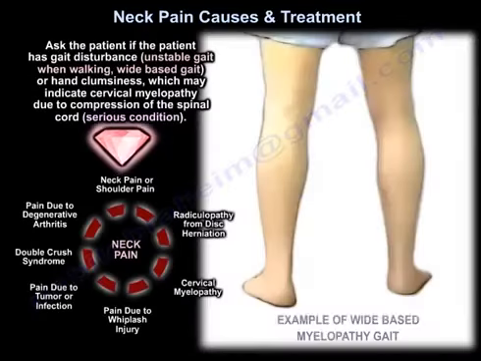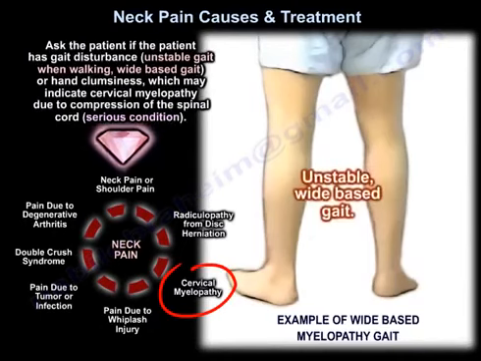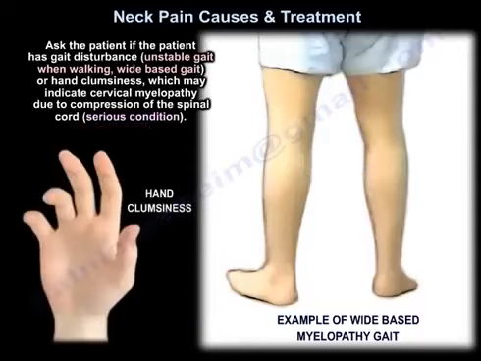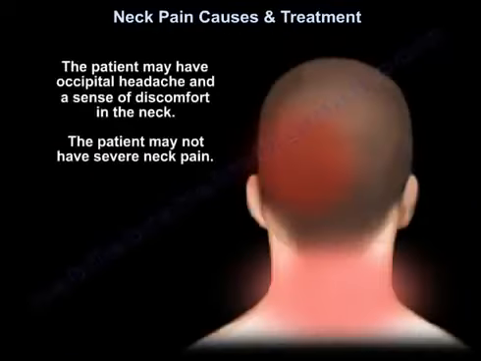Ask the patient if the patient has gait disturbance, unstable gait when walking, wide-based gait, or hand clumsiness. It may indicate cervical myelopathy due to compression of the spinal cord, which is a serious condition. The patient may have decreased manual dexterity and difficulty in manipulating fine objects, such as buttoning and unbuttoning shirts. The patient may have occipital headache and a sense of discomfort in the neck. The patient may not have severe neck pain.